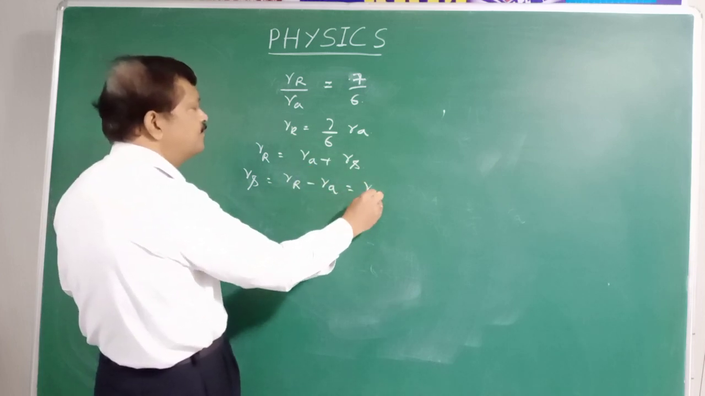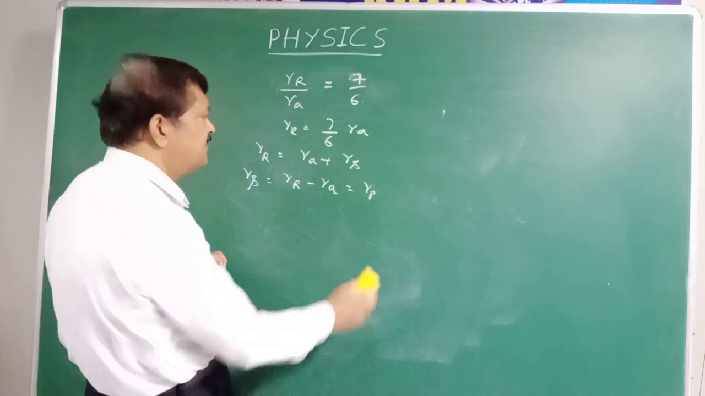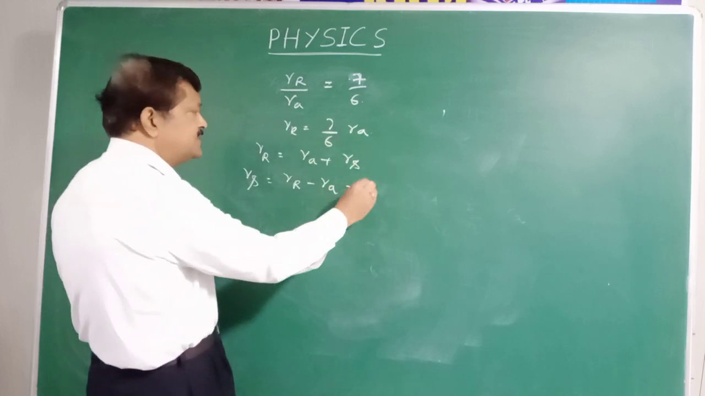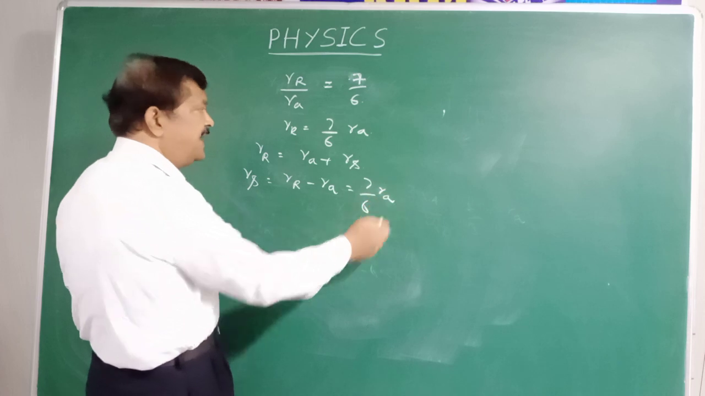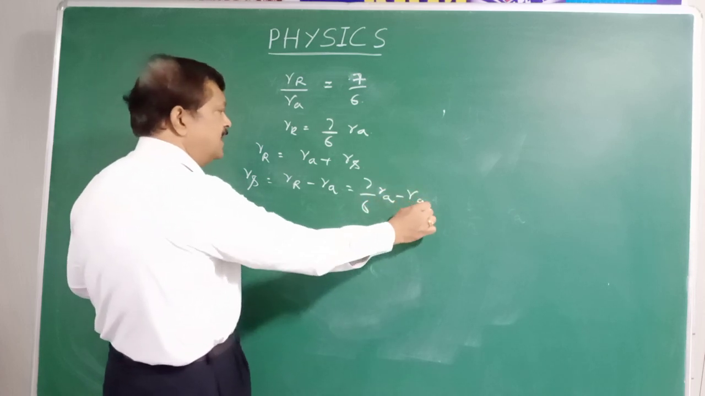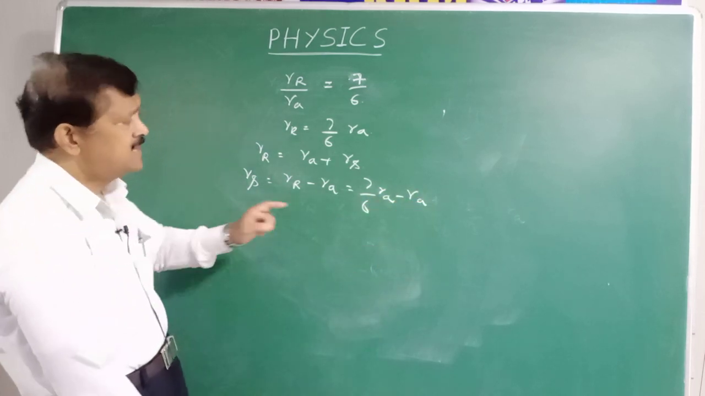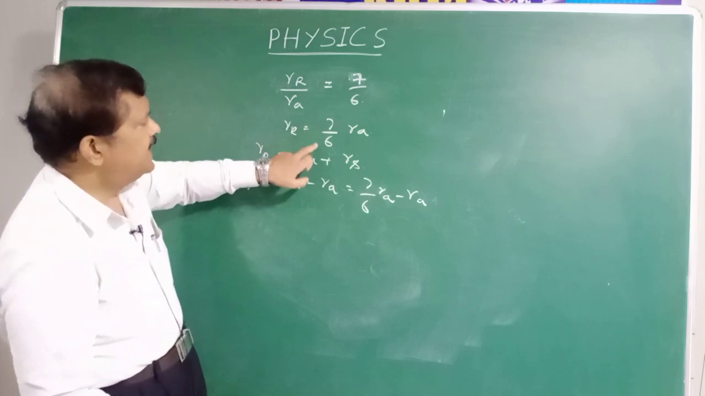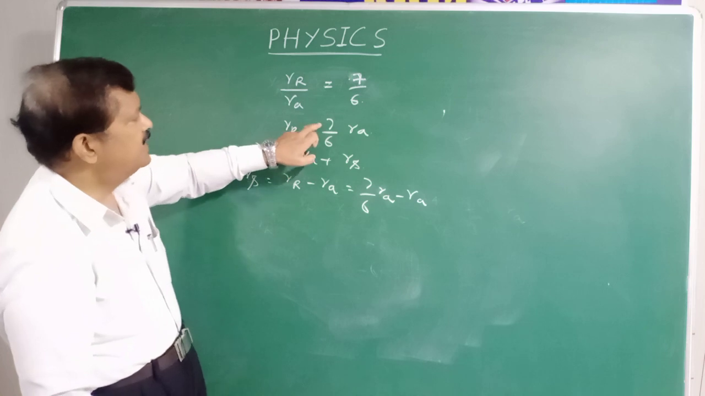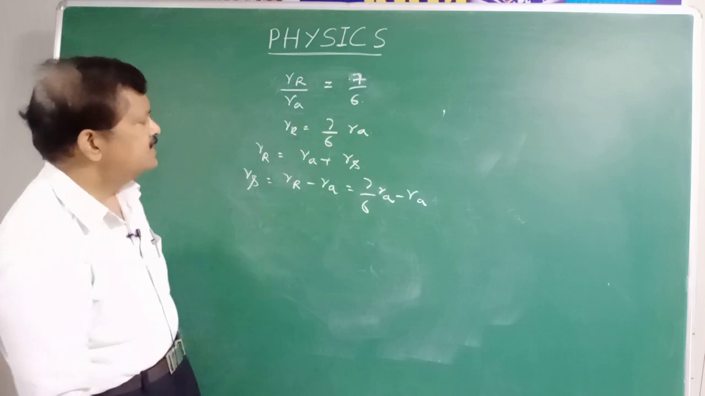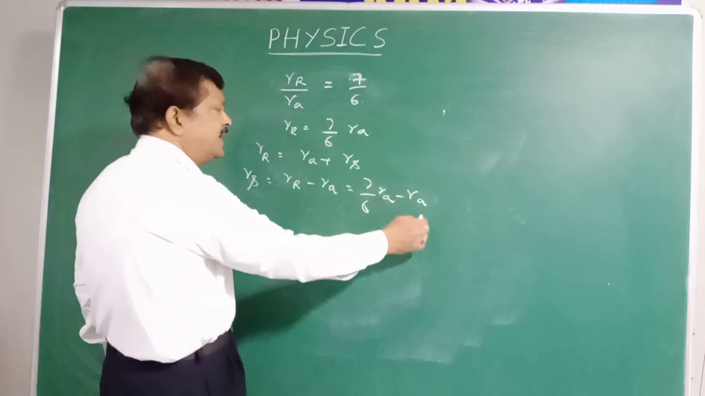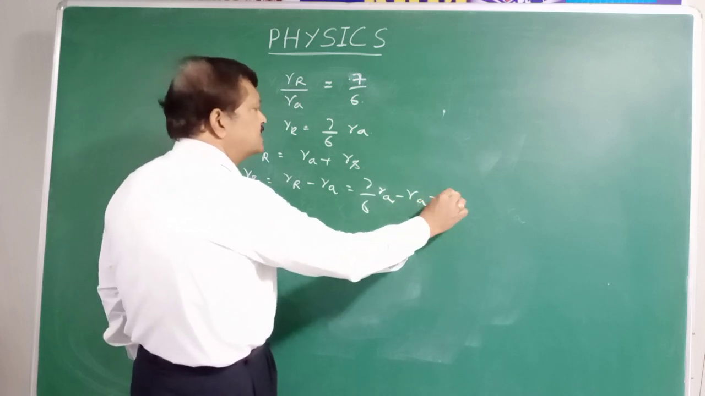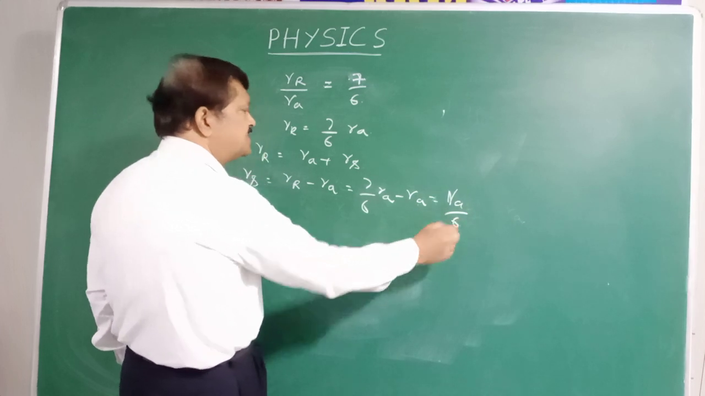Gamma R, if you substitute in terms of gamma A, we have expressed it like this. It is 7/6 of gamma A minus gamma A, because the coefficient of real expansion we have taken from this equation: gamma R equal to 7/6 of gamma A. So 7/6 gamma A minus gamma A, that is 7 minus 1, it is gamma A divided by 6.